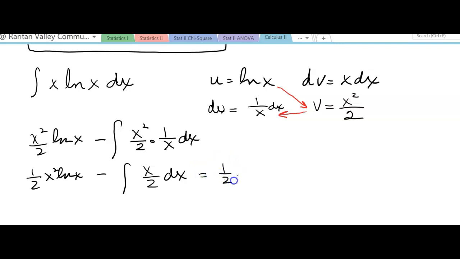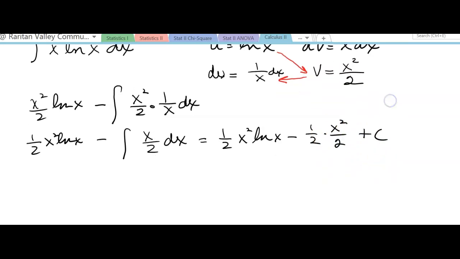So we have our 1/2 x squared ln x minus 1/2. The integral of x is again x squared over 2 plus c. So you're pretty much there. I mean, you can simplify it more, of course. Let's do 1/4.